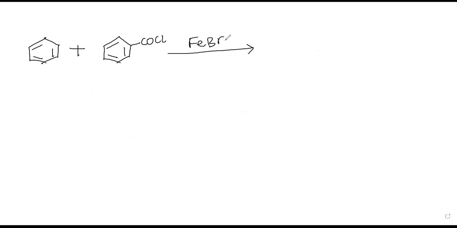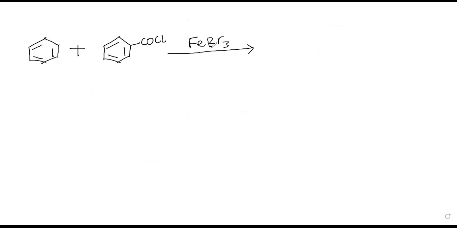where you have a benzene ring, and this benzene ring is reacting with benzoyl chloride, and benzoyl chloride is written as this. You have benzoyl chloride with COCl, in presence of iron 3 bromide. Let's see what will form.